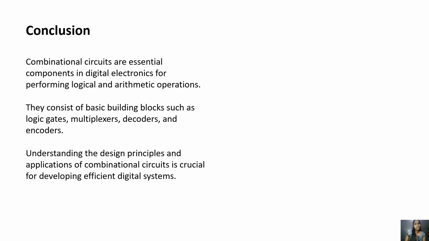Conclusion. Combinational circuits are essential components in digital electronics for performing logical and arithmetic operations. They consist of basic building blocks such as logic gates, multiplexers, decoders, and encoders. Understanding the design principles and applications of combinational circuits is crucial for developing efficient digital systems.